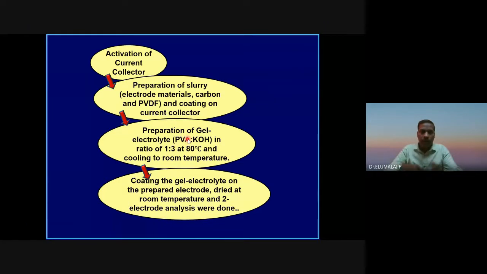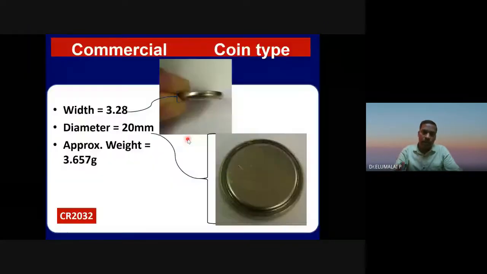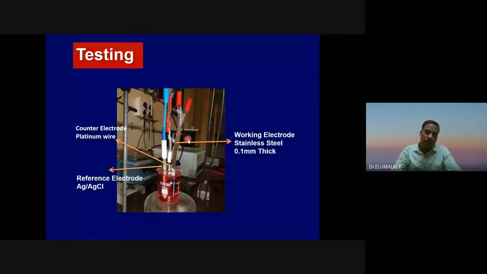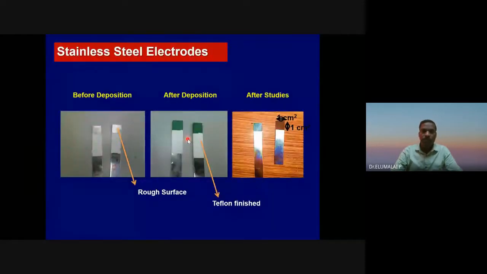So neatly tie it, or if you use this coin cell, you can crimp it. For flexible, this coin cell may not be useful, but for flexible, you have to use this carbon substrate. General protocol to make a solid state device, solid state supercapacitor, and flexible supercapacitors. These are all required in special applications.